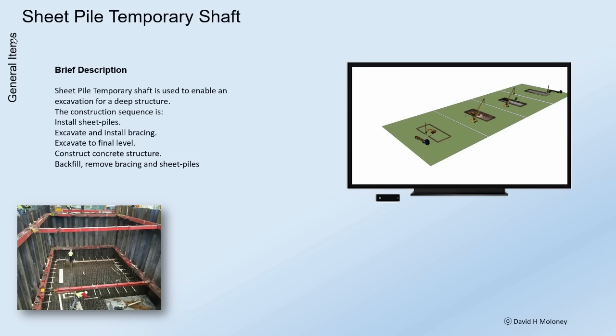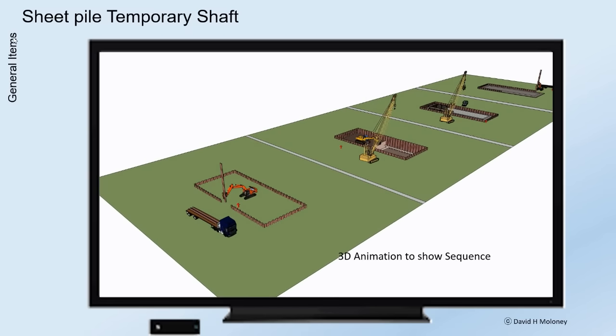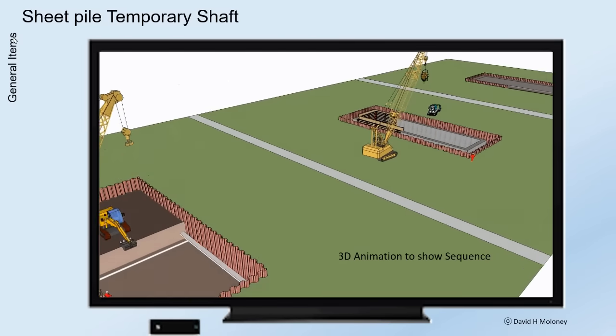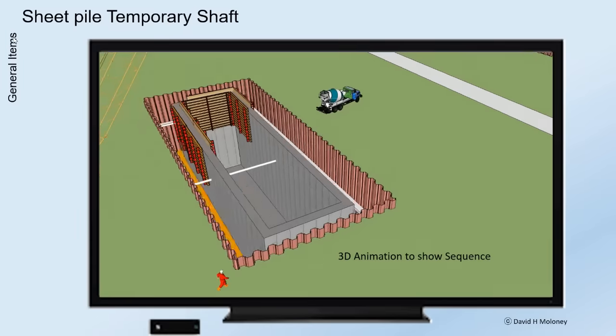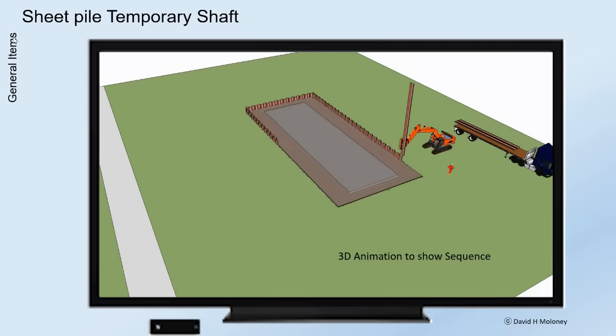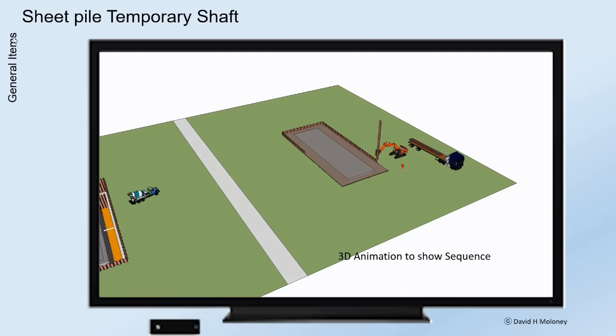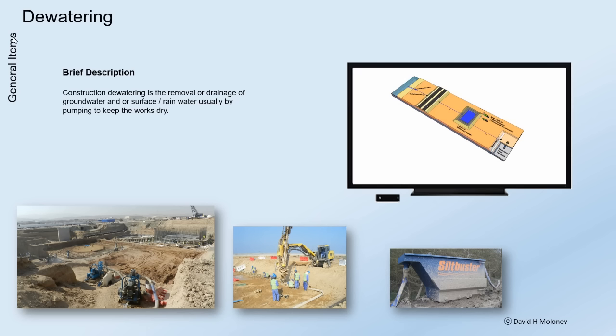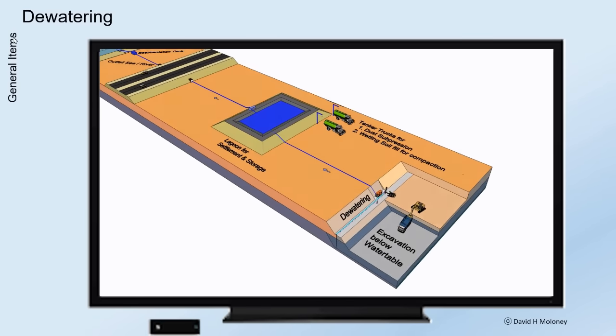Sheet pile temporary shaft is used to enable an excavation for a deep structure. The construction sequence is: install sheet piles, excavate and install bracing, excavate to final level, construct concrete structure, backfill, remove bracing and sheet piles. Dewatering is the removal or drainage of groundwater and or surface/rainwater, usually by pumping, to keep the works dry.